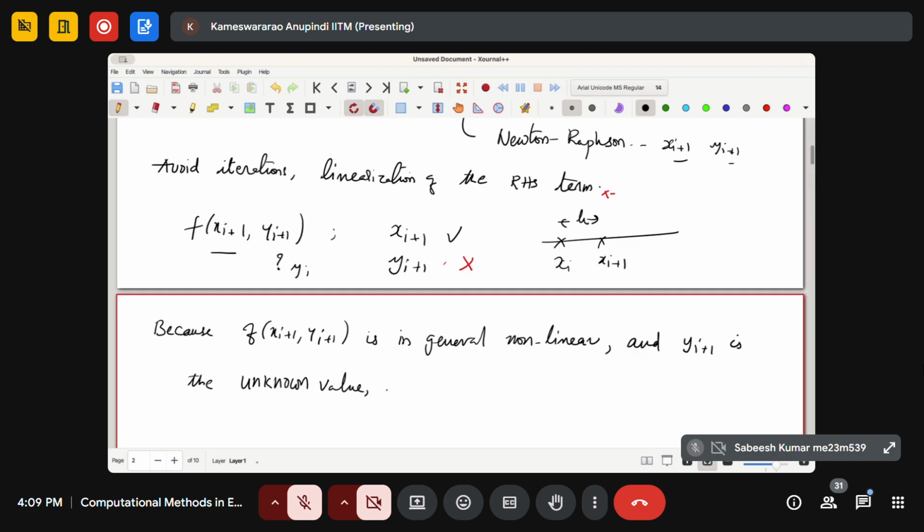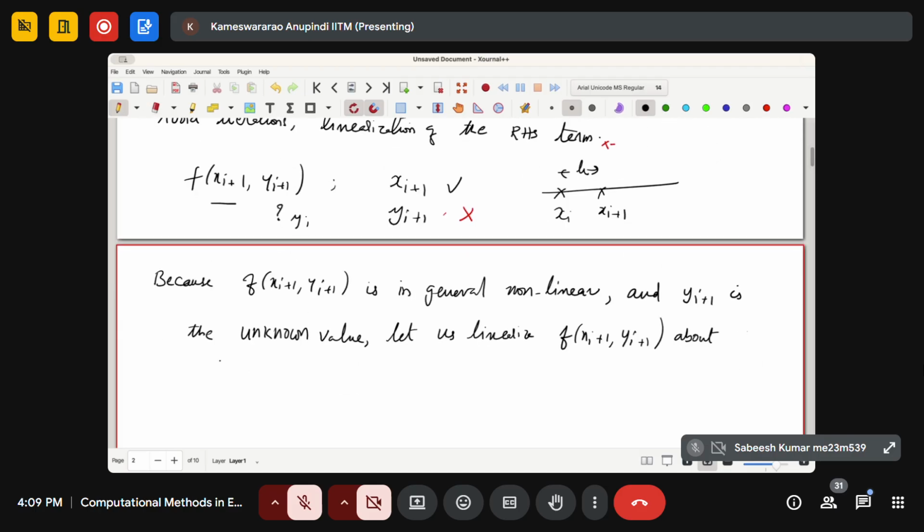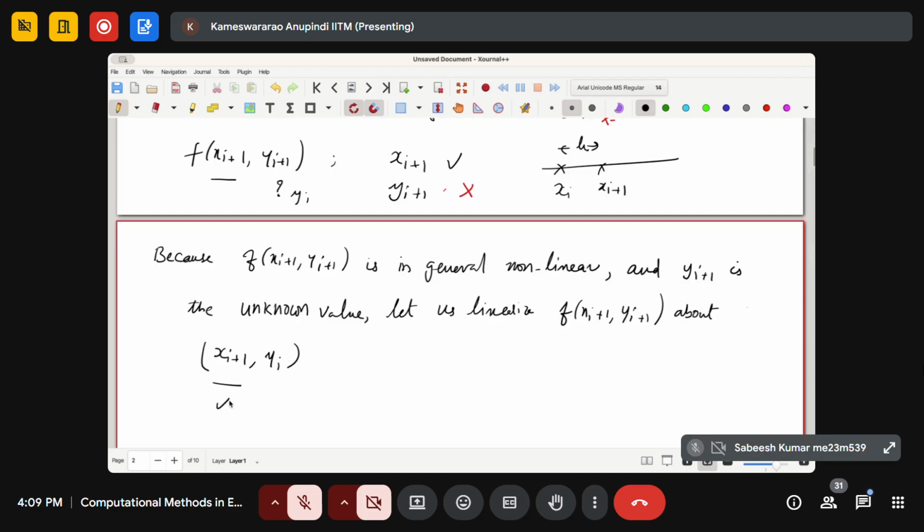Let us linearize f of x_{i+1}, y_{i+1} about which point? About x_{i+1}, y_i. We wrote this because we already know what x_{i+1} is. x_{i+1} is just the next grid point value, which we already know. Only that we don't know y_{i+1}. That's why we are linearizing about y_i.